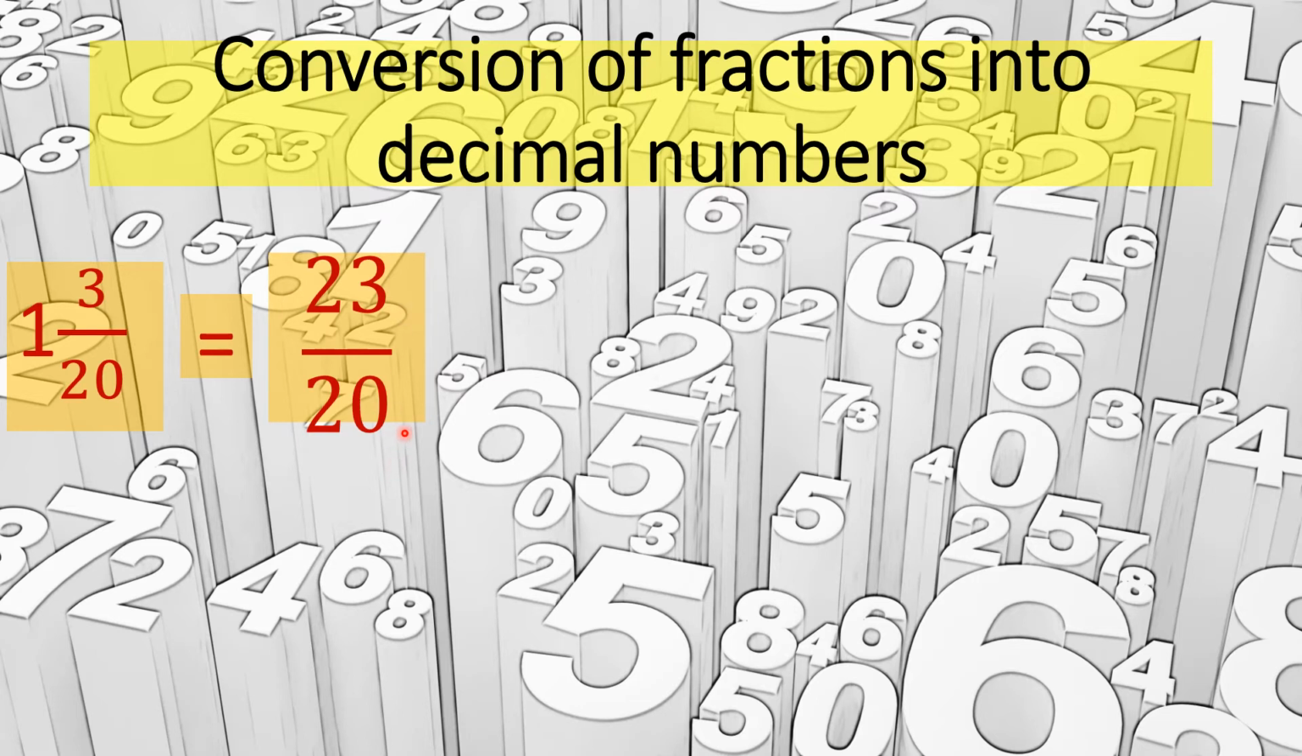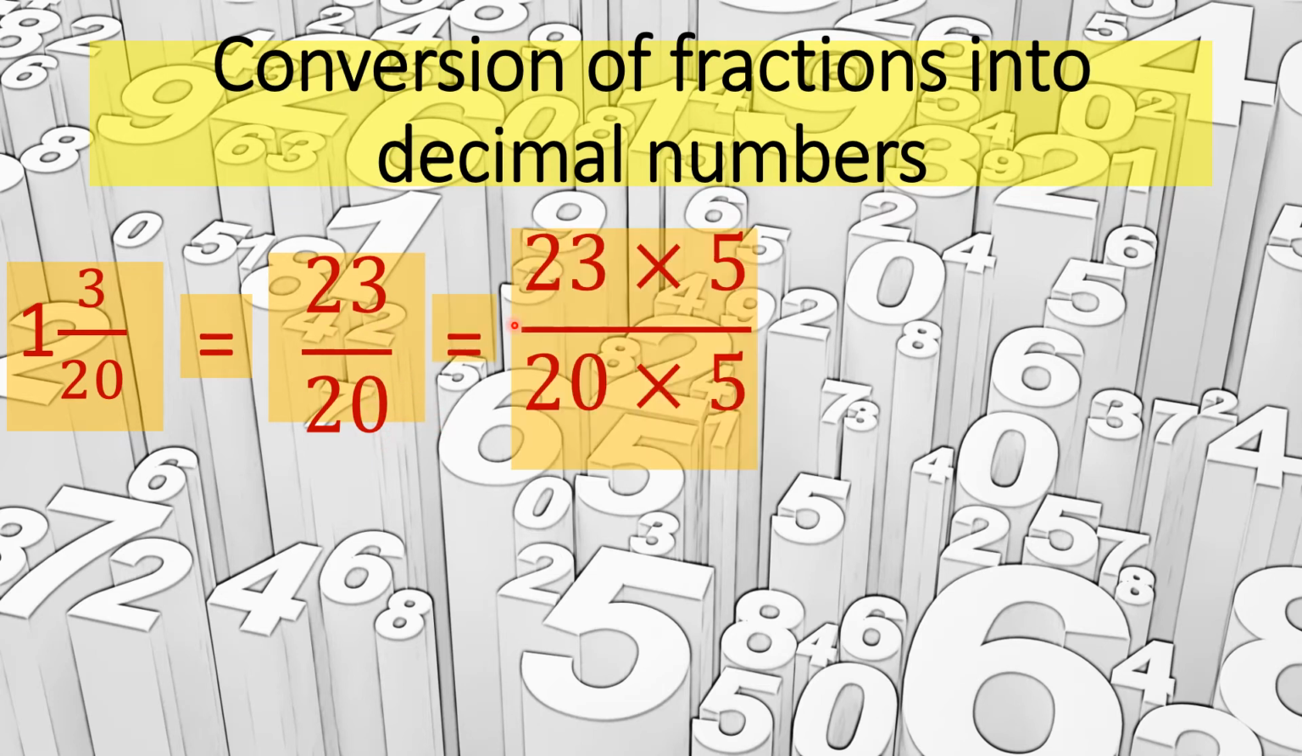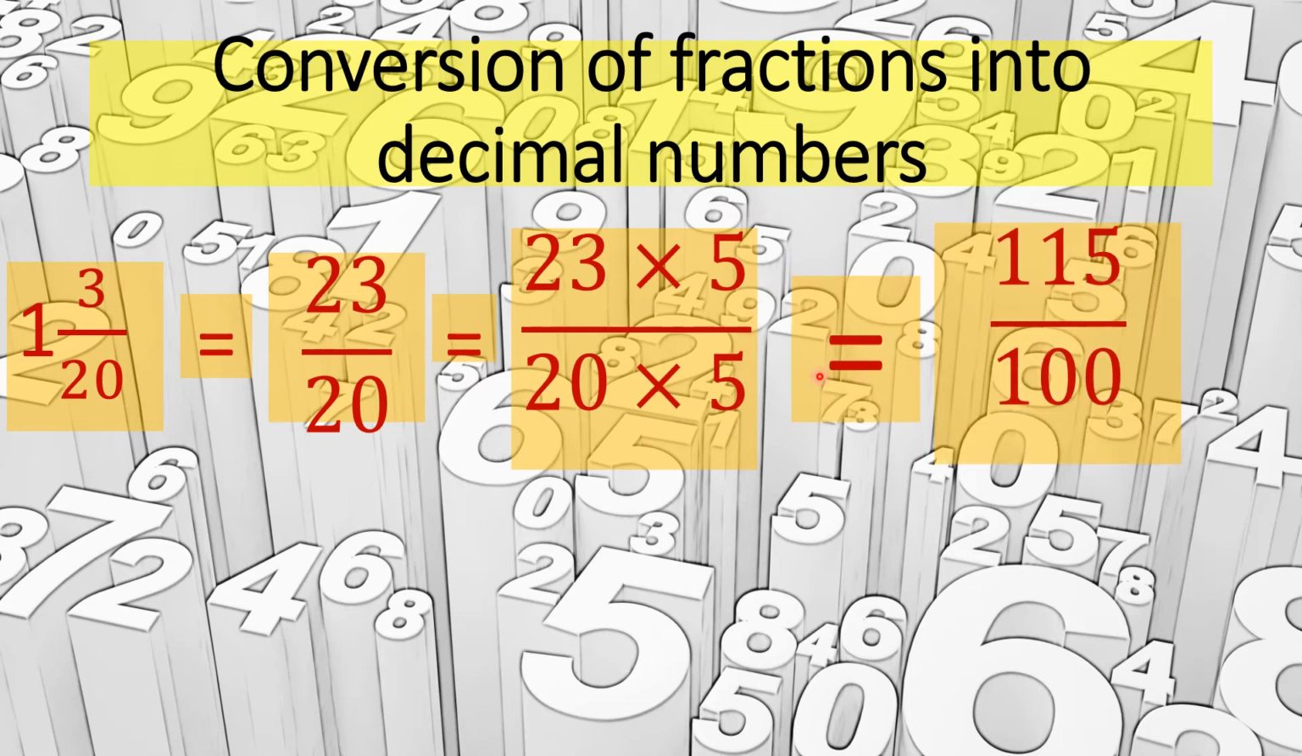Now, in next step, what we need to do, here is 20. So what we will do? We need to convert this 20 into 100, nearby multiple of 10. It means in 100. So now what we will do, 23 by 20 will be, yes, we will multiply by 5, 20 into 5 and 23 into 5. So that your denominator will be 100 like this and numerator will be 115.